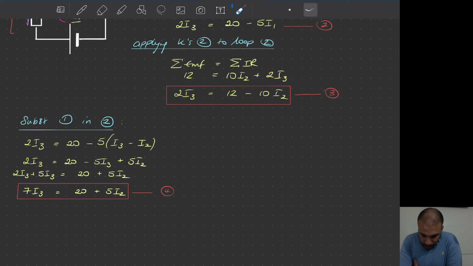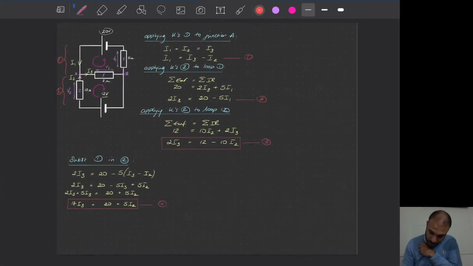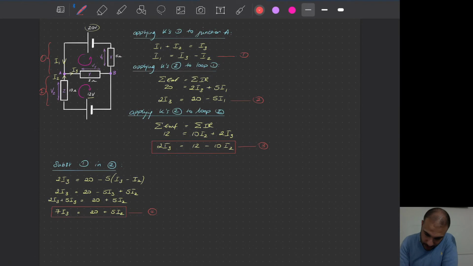Now this is 2i3 and this is 7i3. What we can do is multiply both. Multiply equation 4 by 2, so this becomes 14i3, and multiply equation 3 by 7, so this also becomes 14i3.